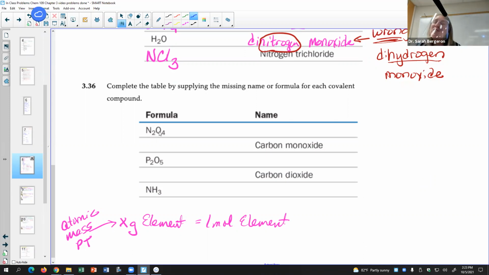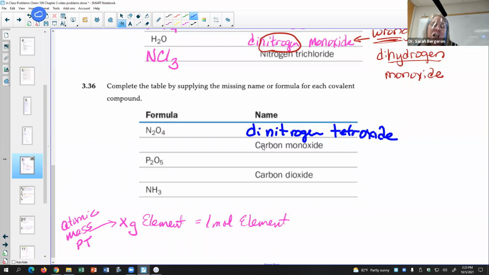Okay. N2O4. How do I name this one? Dinitrogen. It really is nitrogen this time. Dinitrogen. Tetra. T-E-T-R-A. Now, if it's two vowels next to each other, you typically drop the vowel on the prefix. So you drop the A and you just say tetroxide. But I'm not grading on that. Okay. I'm not grading on that. But just realize that that vowel will go away.